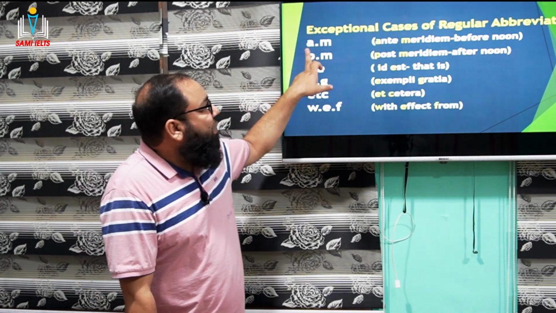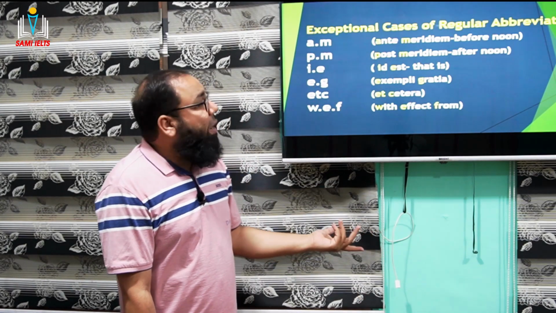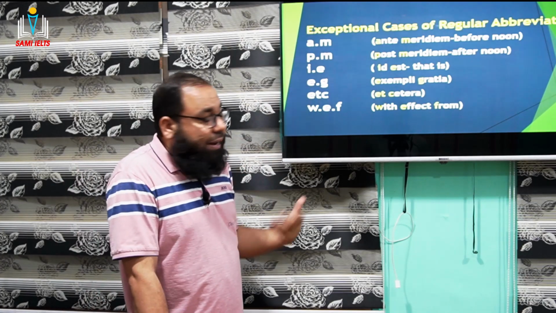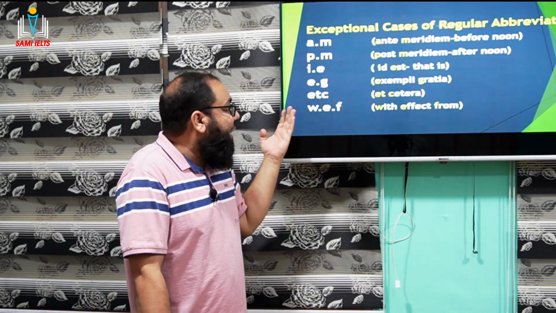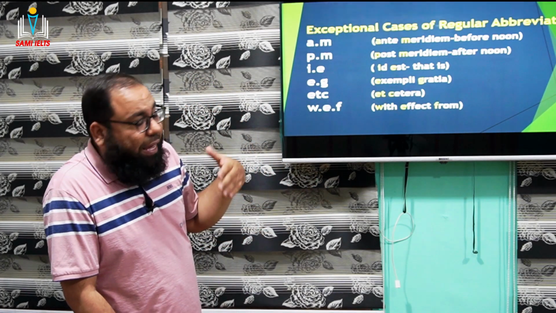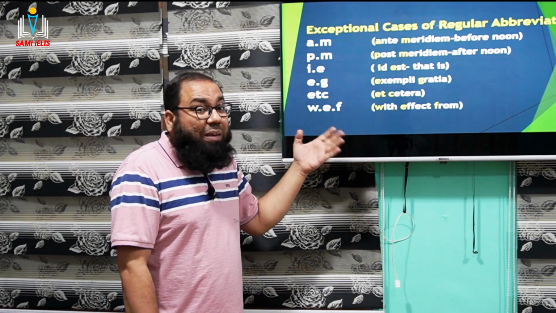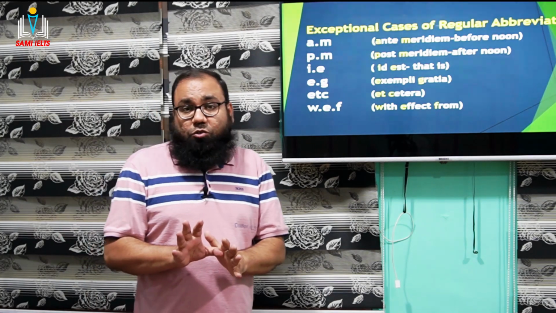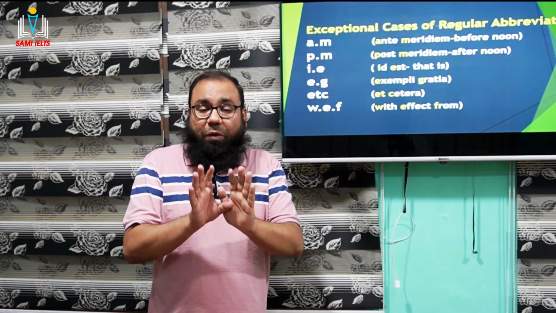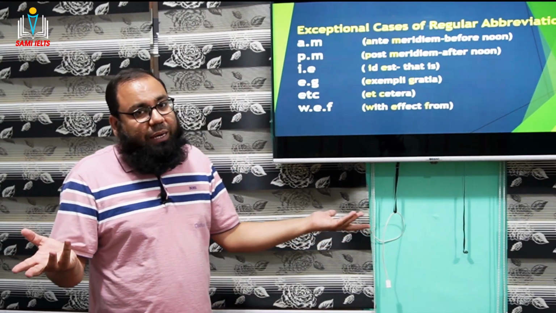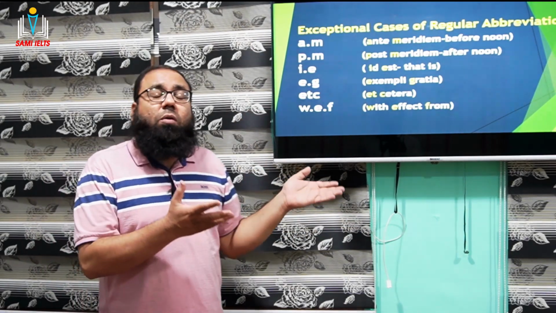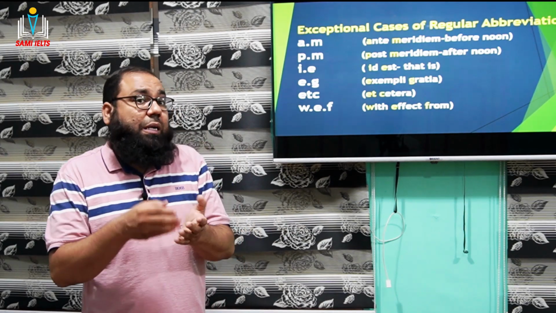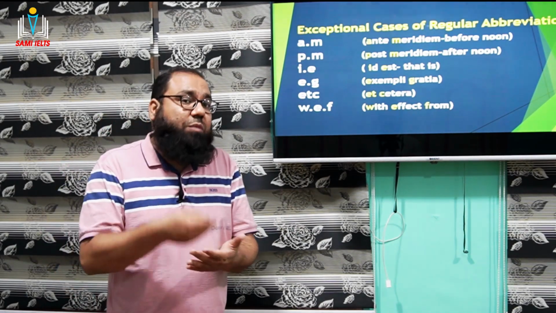For example, AM, ante meridiem, right? We can say PM, post meridiem. IE, that is, and then EG, exempli gratia, example, ETC, etcetera. And then WEF, with effect from. Now, guys, remember, these are abbreviations, right? But they are written small. These are exceptional cases. Other than these, all abbreviations are always written in capital letters and with full stops.